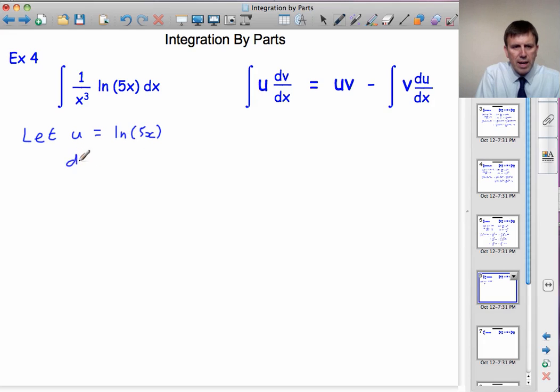So du by dx, or when we differentiate the log of some function, is the differential of the function over the function itself. So a differential of 5x is 5. It's 5 over 5x, which is just 1 over x.